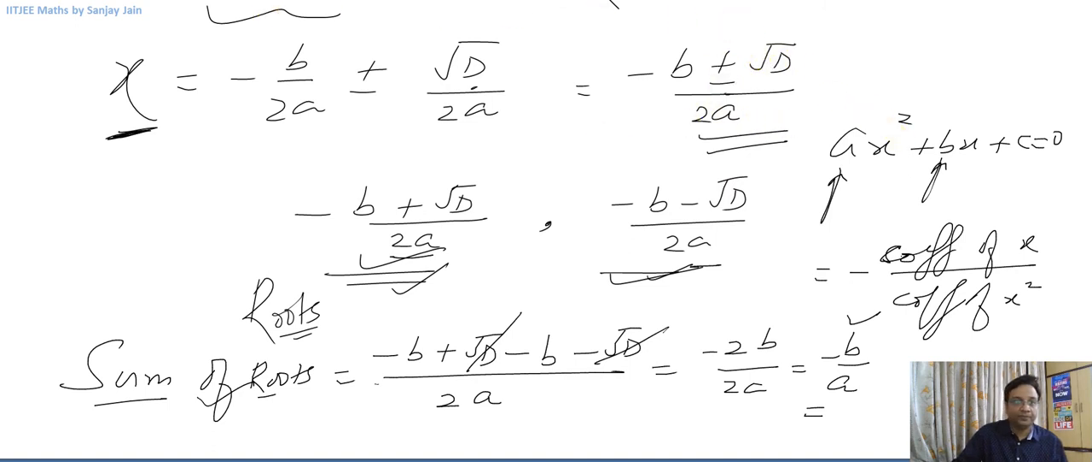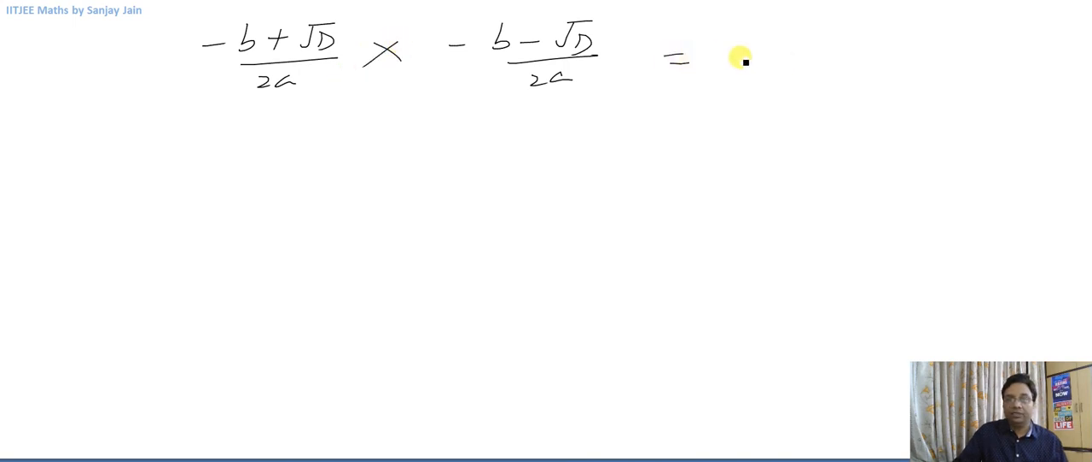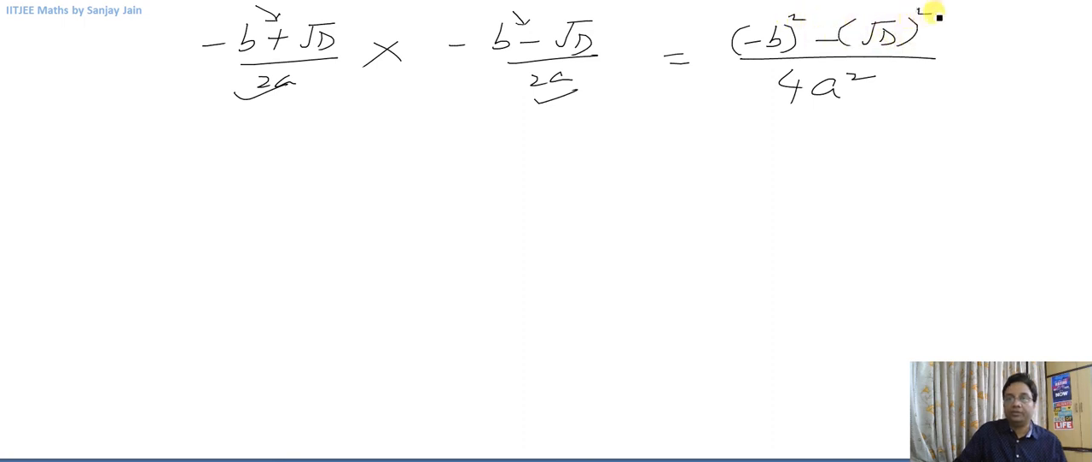So what were the roots? Minus b plus root d by 2a and minus b minus root d by 2a. If you want to find the product of these two roots, the denominator will be 4a square, 2a into 2a, and the numerator is of the form a plus b into a minus b. So it will be minus b whole square minus root d whole square, and we are talking about the product of roots here.